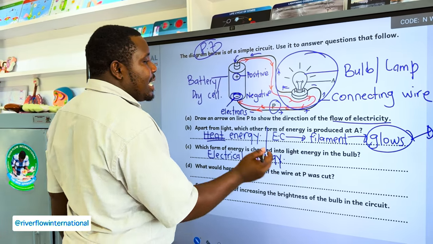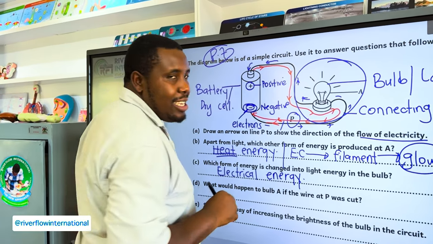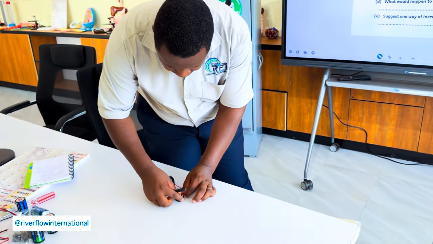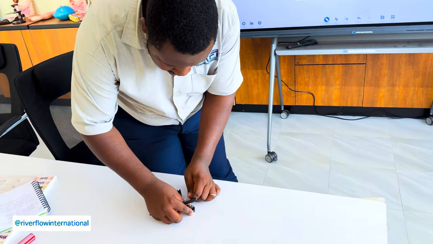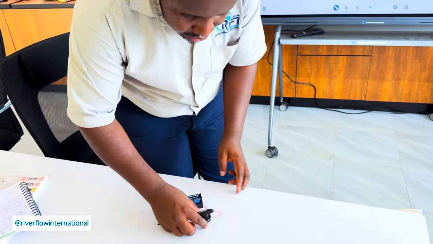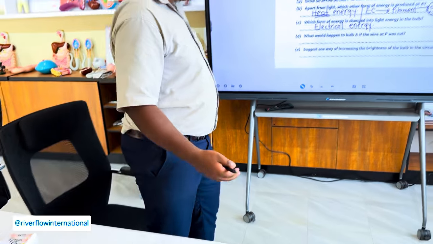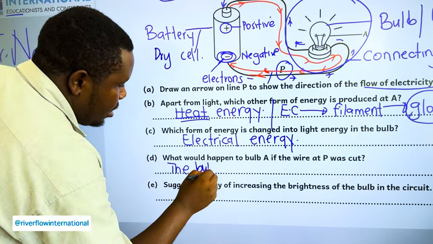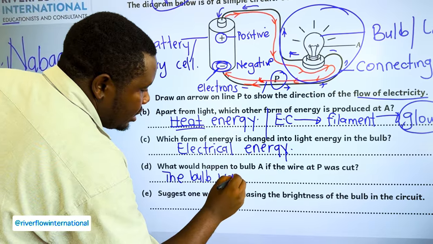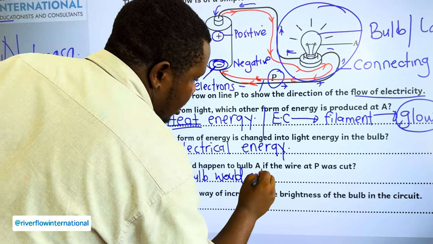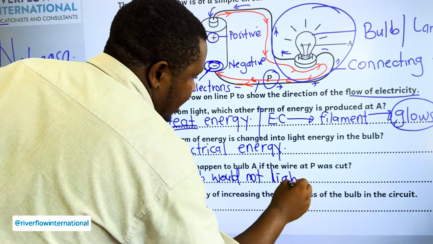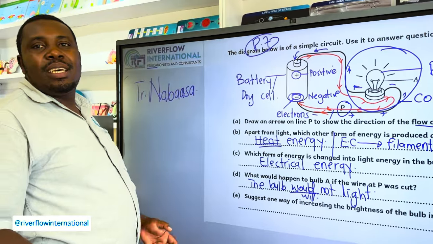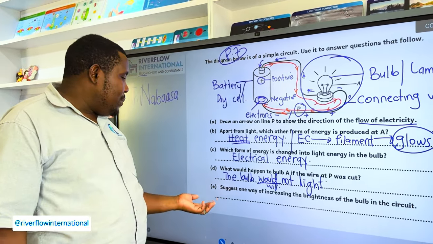So of course, when you cut, we can do it here. This is the wire P. If I remove it, because cutting it is to disconnect. When I disconnect, it goes off, which means I will say the bulb would not light. Why? Because the circuit is incomplete.